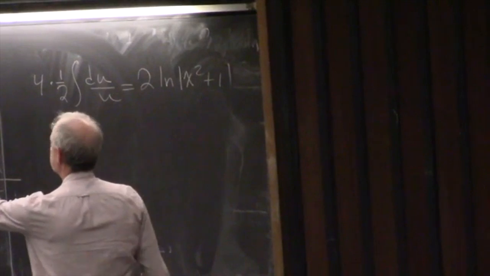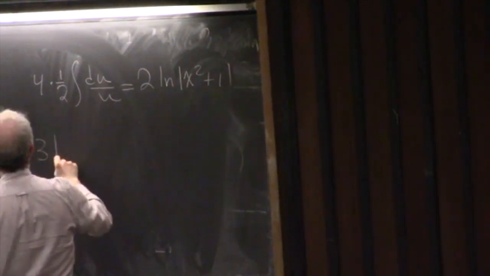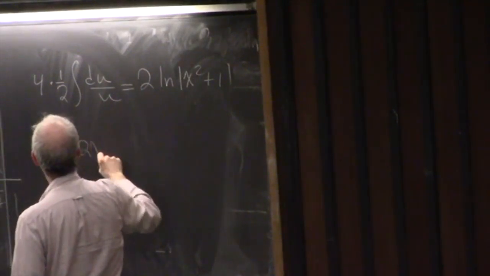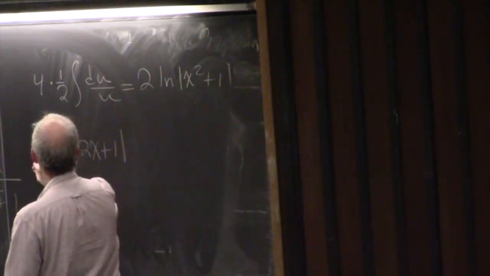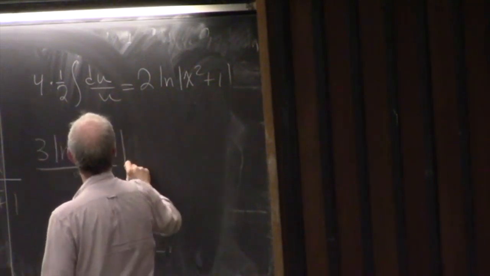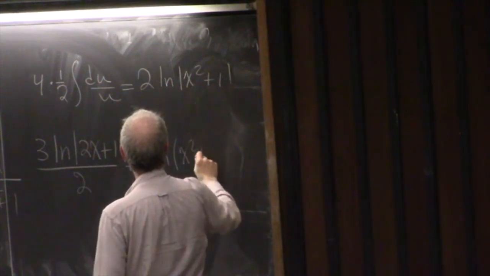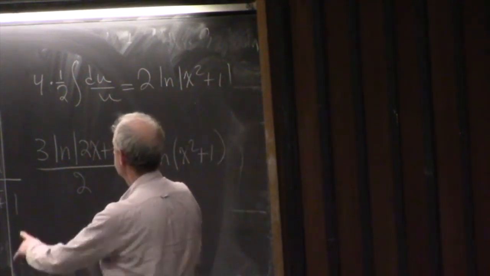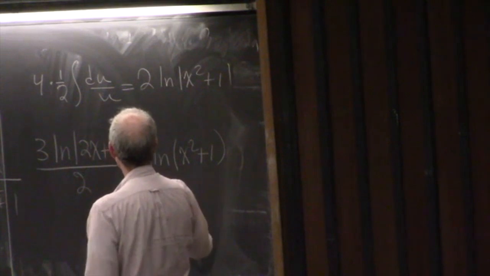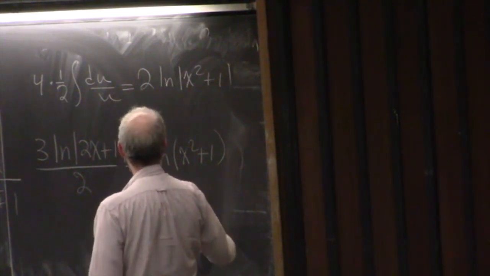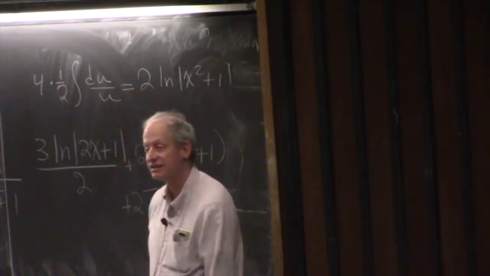So we are going to get 3 times natural log of (2x plus 1) over 2, plus 2 natural log of (x squared plus 1), plus 2 tan inverse of x, plus a constant.